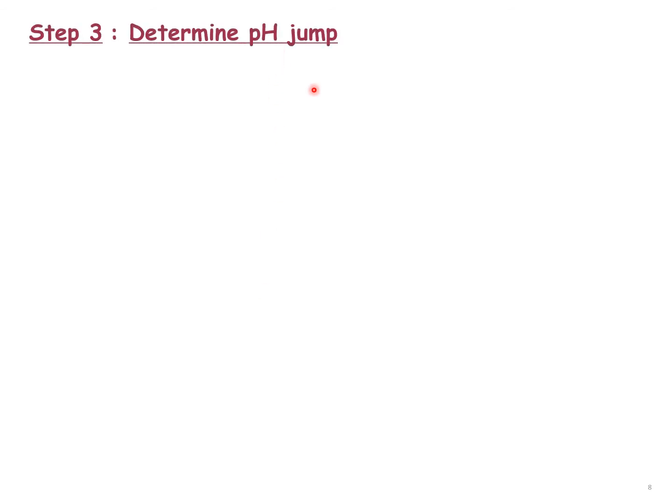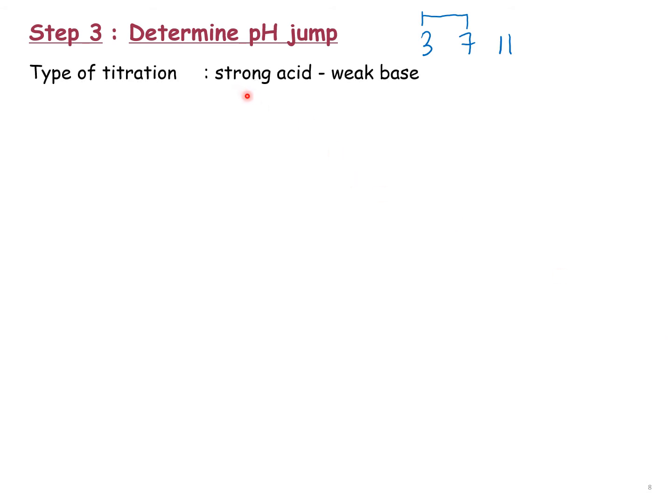Step yang ketiga, determine pH jump. So, let's bring our numbers back. Kita ada 3, 7 dan 11. So, it's a reaction of weak base with strong acid. Ada strong acid. So, start dengan 3 sampai ke 7 sahaja. So, this will be your pH jump. Okay. So, type of titration, strong acid with weak base. So, pH jump 3 kepada 7.